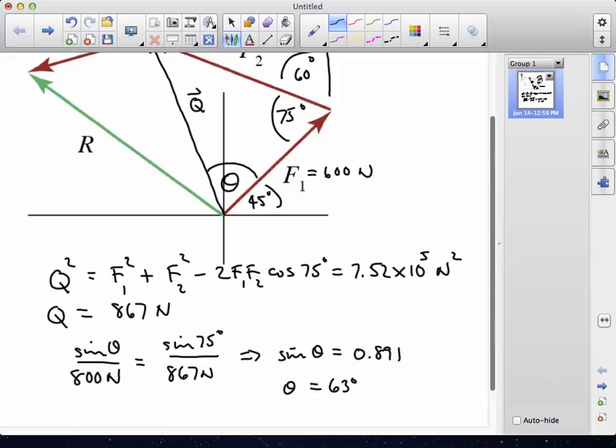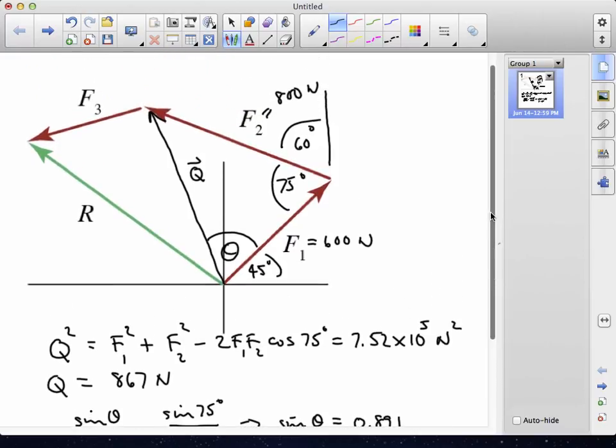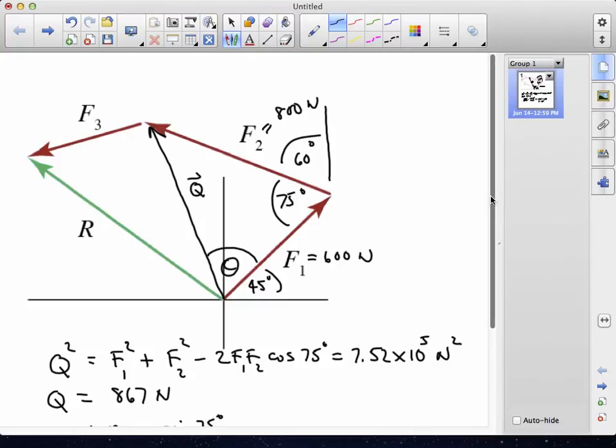Having now established that theta equals 63 degrees, we can turn our attention to the second triangle and the addition of force F3 to the intermediate resultant Q. Now, since theta is 63 degrees, I'm going to replace the 45 and the theta here with their sum. So I'm going to note that this angle right here is 108 degrees. Since that angle is 108 degrees, we also know that this angle is 108.